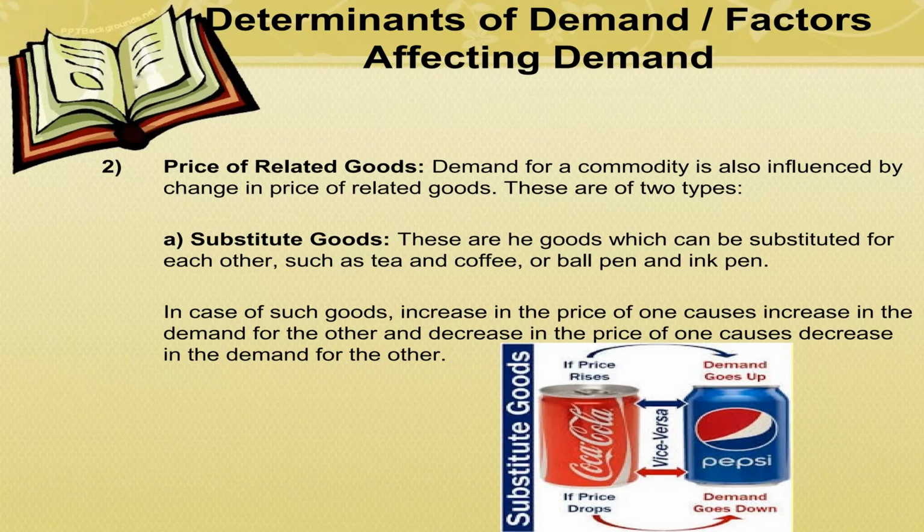So if the price of one commodity increases, the demand for the other commodity increases. That means if the price of Coke increases, it leads to an increase in the demand for Pepsi. So here we can see that there is a positive relationship between good X and good Y.